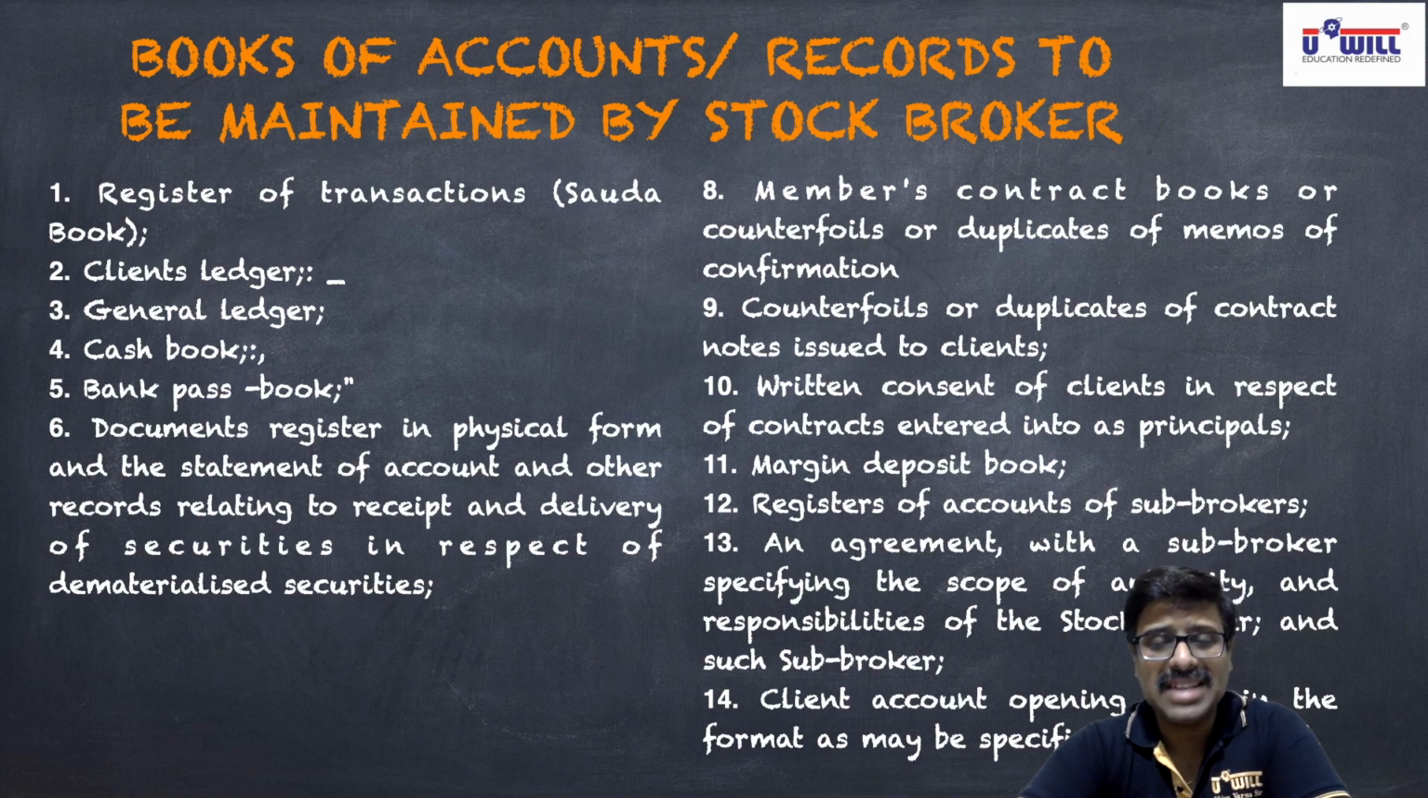Any of these can be mentioned. They'll mention 4 or 5 documents in an MCQ and they'll ask you which are the account records to be maintained by the stockbroker. In MCQs, you'll be required to identify the same.